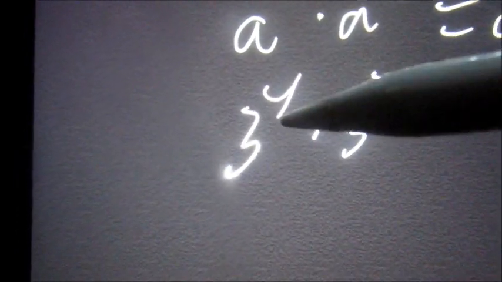So to show you what that would be like, let's say that we have 3 to the 4 times 3 squared. Okay, so I'm going to do this two ways. First, I'm going to break it up into 3 times 3 times 3 times 3 times 3 times 3 and see what happens. And then I'm going to just work it out straight. So this would be 3 times 3 times 3 times 3. That would be 3 to the 4. And then times 3 times 3.